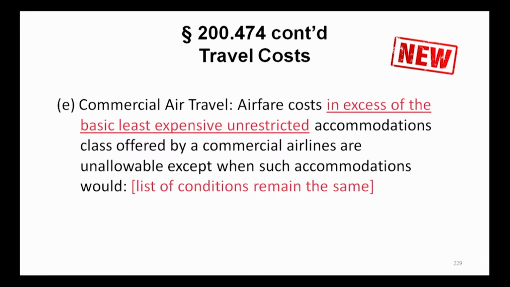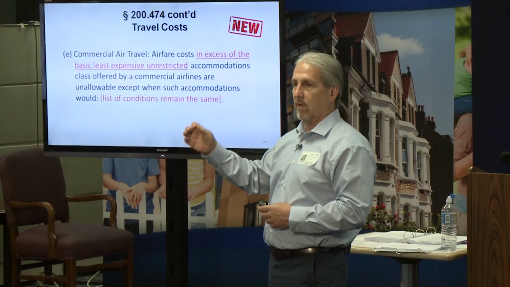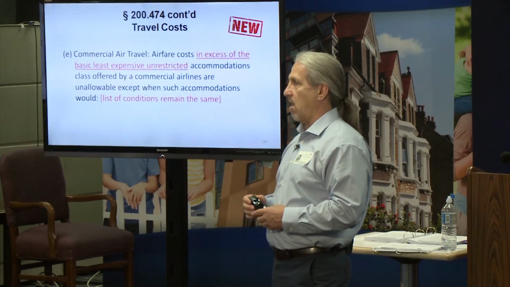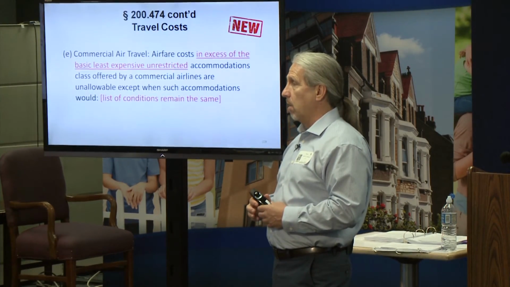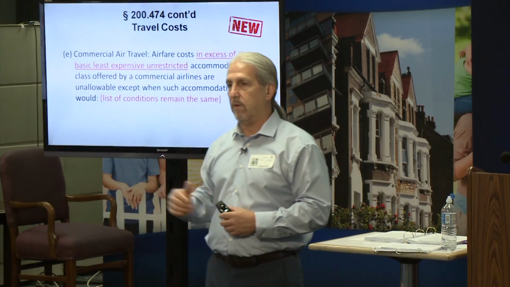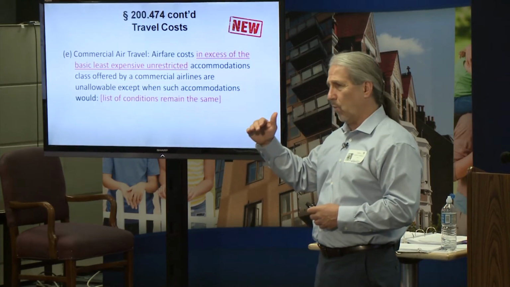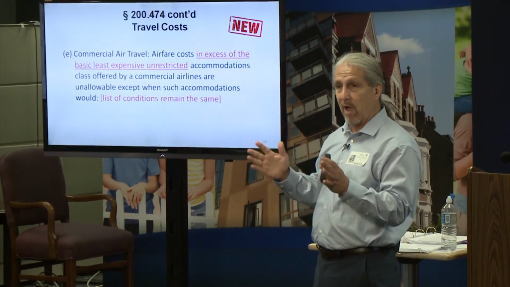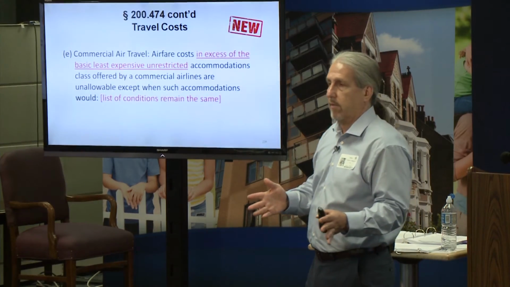474 travel costs, paragraph E. Minor change, but instead of first class, commercial airfare costs in excess of the basic least expensive unrestricted accommodations class offered by commercial airlines are allowable. It used to say coach class, I think. And the conditions that were there before remain the same. The fares in airfares are so complicated, and unrestricted usually means you can get a refund on that fare.